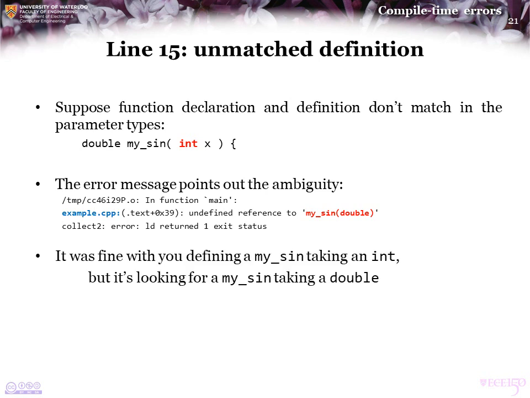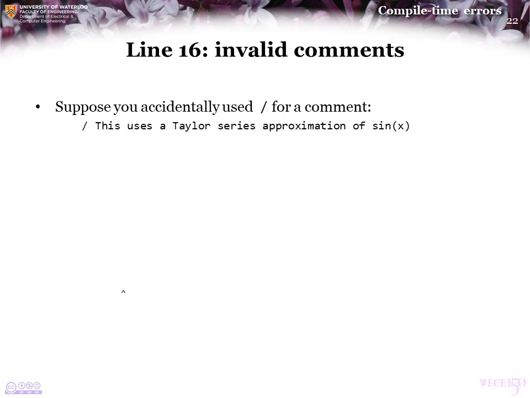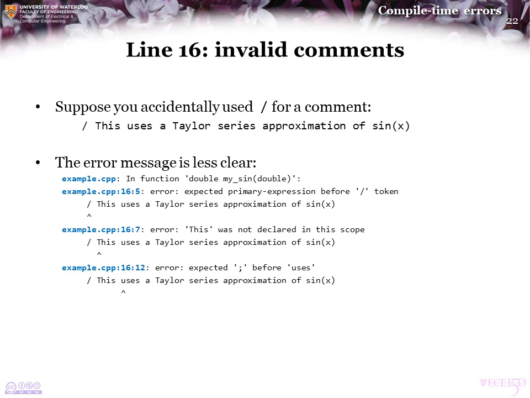So basically, you've defined a new function, my sign taking an int, but the compiler is looking for my sign taking a double. Now, suppose that you accidentally use a single slash for a comment, such as here. Now, the error message is significantly less clear. And if you go through this, you start to understand what the issue is.